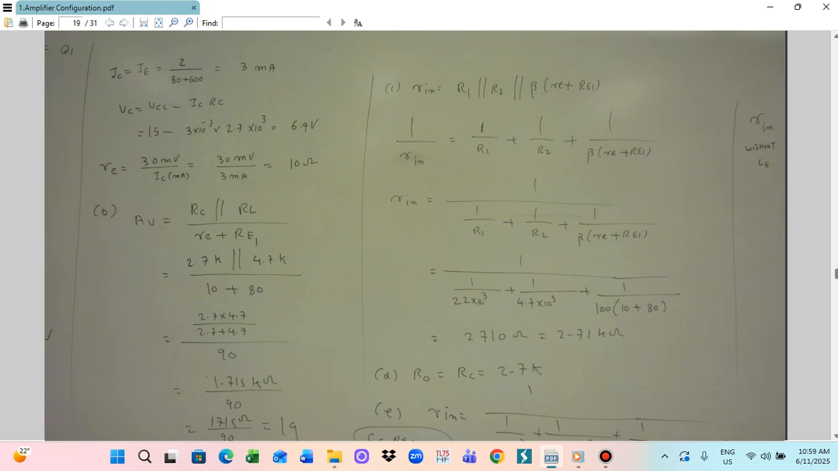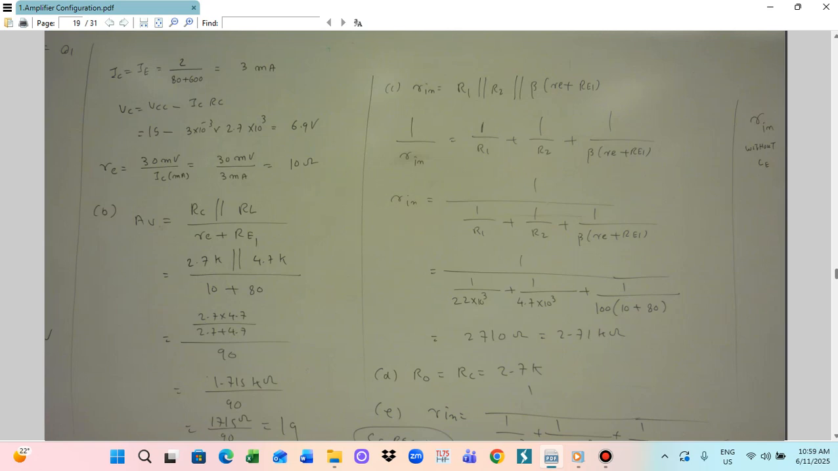So this is 30 millivolt, IC is 3 milliampere, so millivolt by milliampere. So RE will be 10 ohm. So then we got it. This is the way that we calculate for the DC condition: DC voltages VB, VE, VC we calculate. Then we calculate small re.